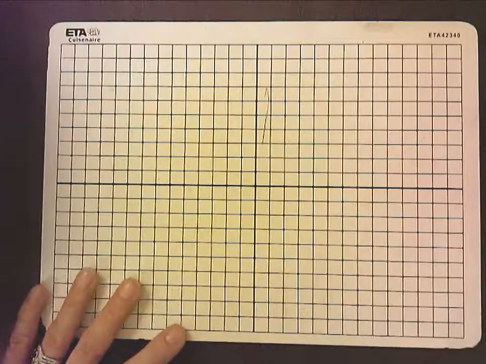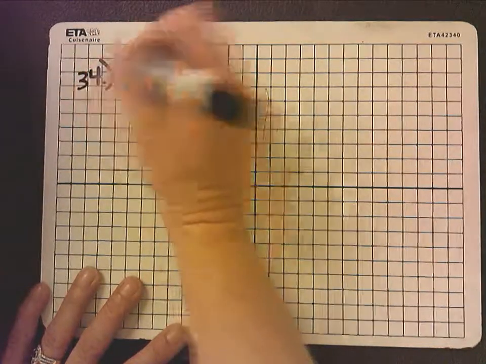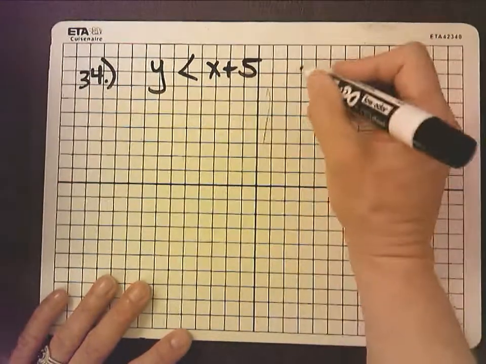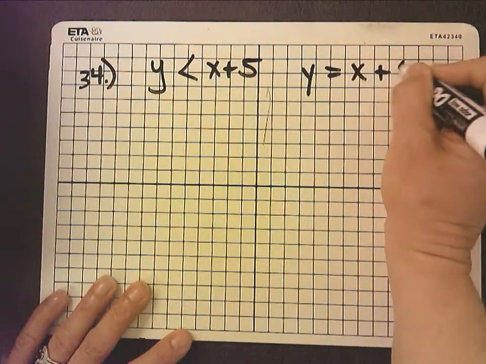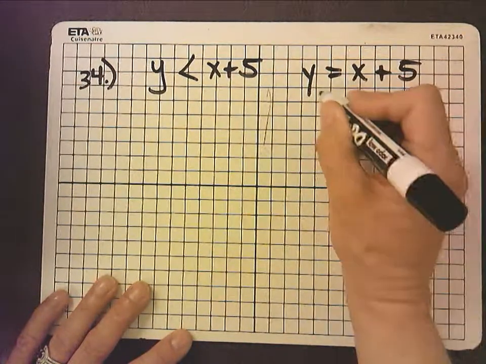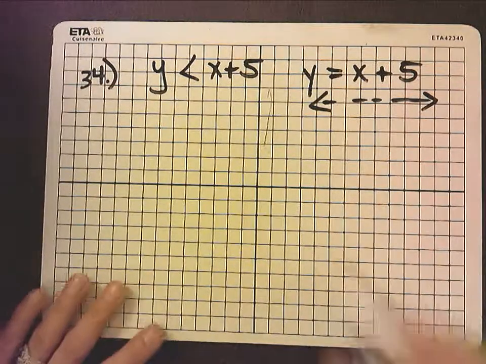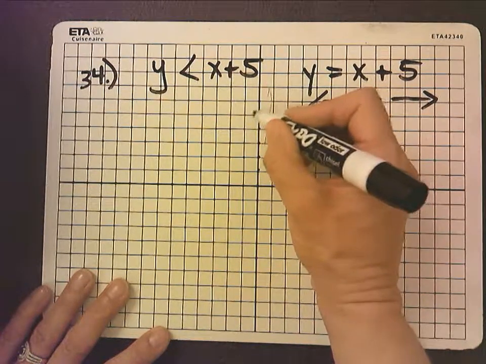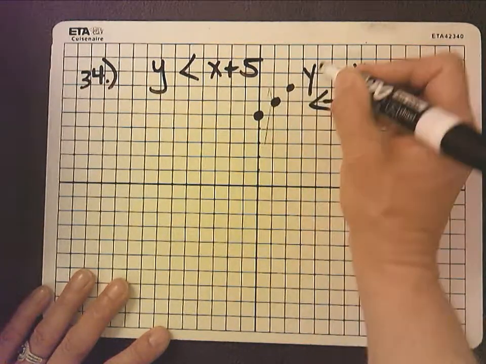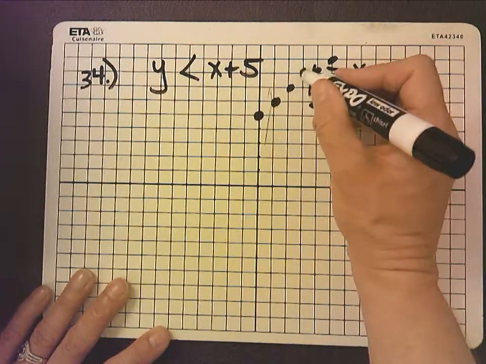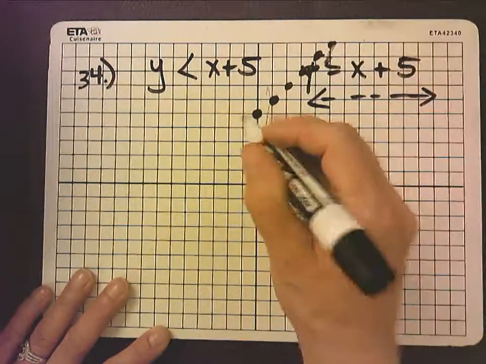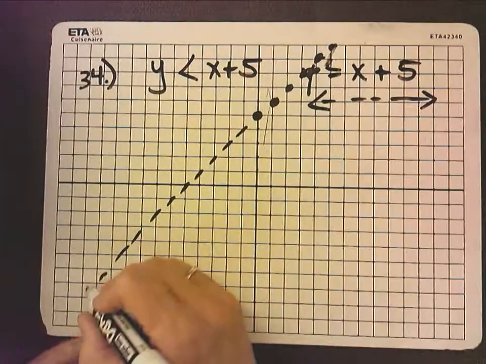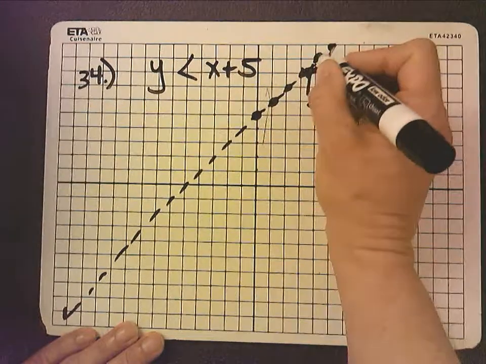Okay, so now we're going to do number 34. And 34 is y is less than x plus 5. So to graph an inequality, I write the equation that's going to be my borderline. My borderline is going to be dashed because equality is not a possibility. I go up to 1, 2, 3, 4, 5. I rise 1, run 1. And I make a dashed line. So this is going to be my dashed line.